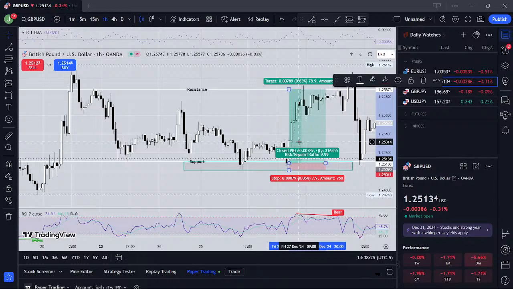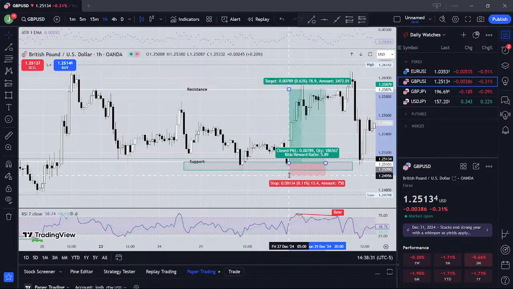So 0.11, so 33. So that's 24. Twenty nine pips.